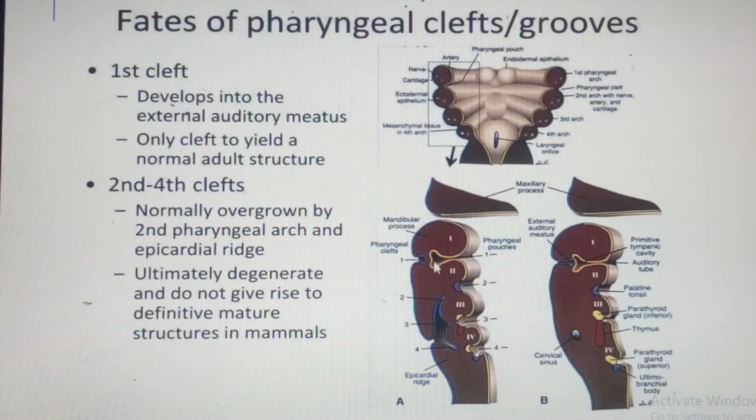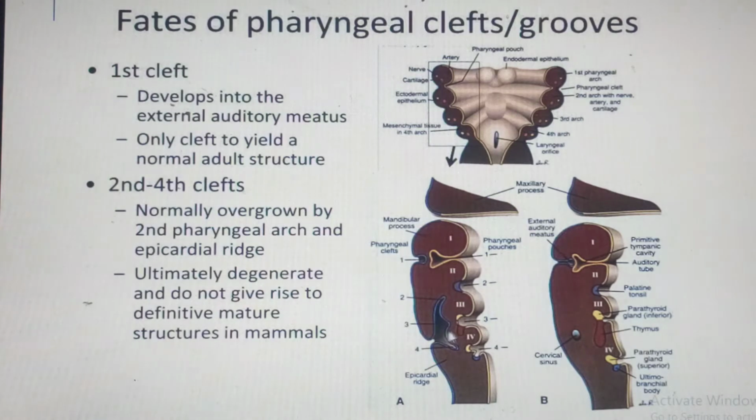Now, what we find is that the remaining clefts obliterate. Why? Because there will be downward growth, growth caudally, of the second pharyngeal arch. So it grows downwards, and then it covers the remaining clefts. Otherwise, you'll be seeing clefts all over in the neck region. But there's no other cleft again, because they are covered, and there are no ball-like condensations over there, because all these things will be covered by the downward growth of the second pharyngeal arch.